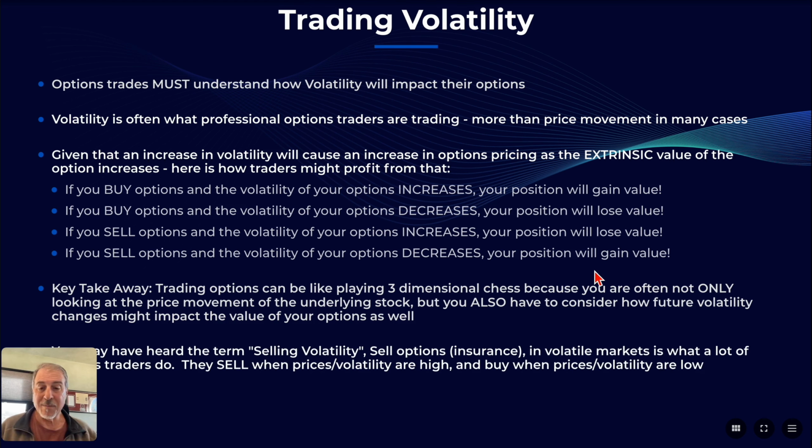You may have heard the term selling volatility. Selling options is like selling insurance. In volatile markets, it's what a lot of traders do. When that volatility picks up, those option premiums get higher because that extrinsic value grows. And that's when those of us that are option sellers swing into action, and we take a higher amount of premium for selling that insurance. And on the flip side, we're more likely to buy options when the volatility is really low, and we think that there might be an impending increase in volatility coming up due to some event, etc., in the future.